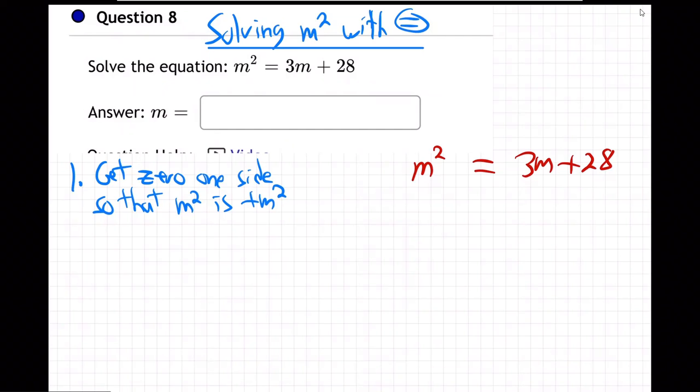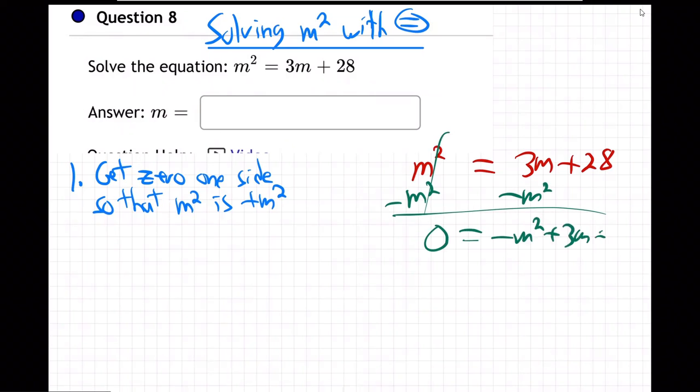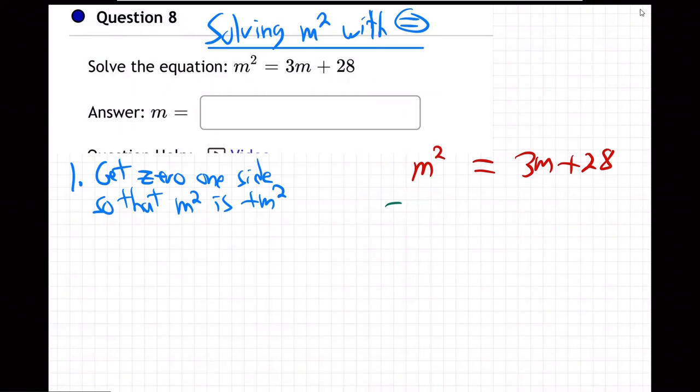So in other words, here's what we don't want to do. We don't want to come in here and go, okay, I'll go minus m squared from both sides, and boom, then I got a 0, and I got minus m squared plus 3m plus 28. I don't want to do that because that would make it minus. I want the m squared to be positive. So instead, I'm going to move everything over to the side where m squared will be positive.